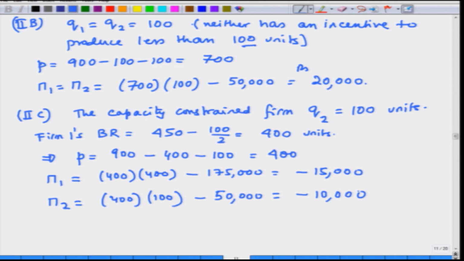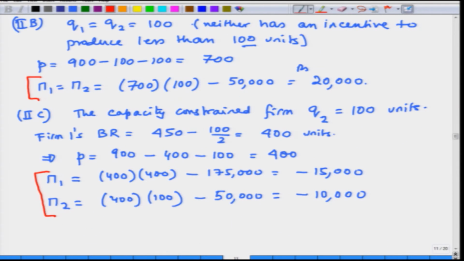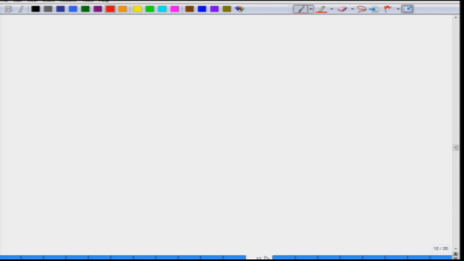Now notice we have the entire characterization of the profits. We have the profits for the case where one firm is capacity constrained and the other is not. We have the profits for the case where both the firms are capacity constrained, which is both produce 100 units, and we also have the analysis for the case where both the firms are not capacity constrained, which means both are able to produce as many units as they want. So, let us characterize this in the following game tree. Let us put it in the form of a game tree.